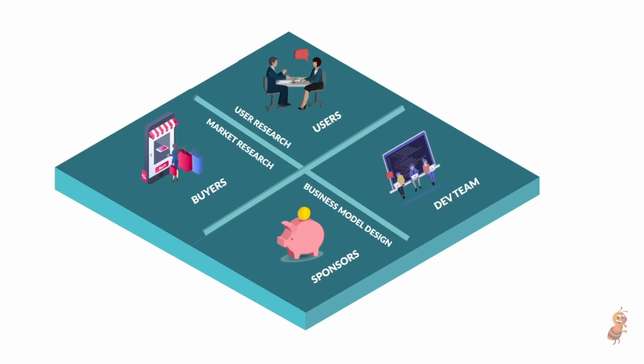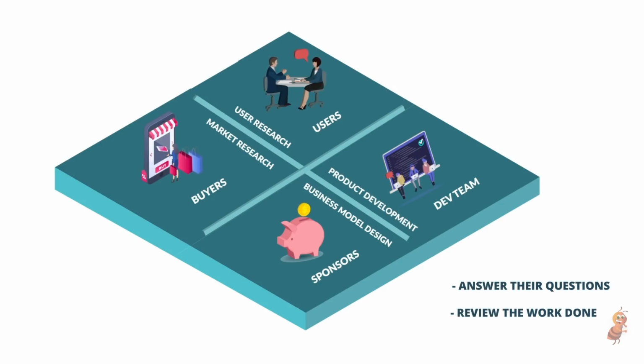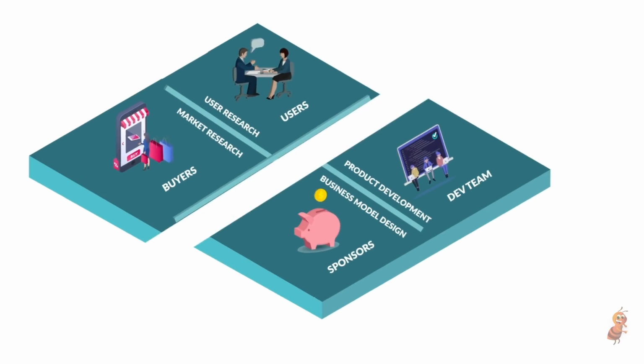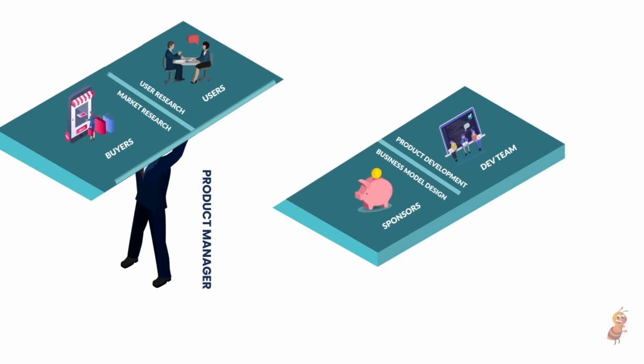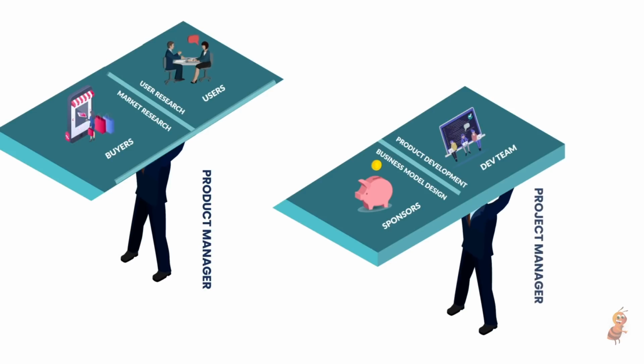You have to collaborate with them to help them understand what needs to be built, answer their questions, and review the work done and provide feedback. You need to ensure that they are building the right thing. User research and market research is more of an external activity generally facilitated by people like product managers. Business model design and product development is an internal activity generally facilitated by project managers.